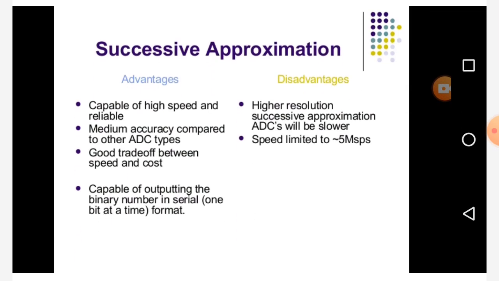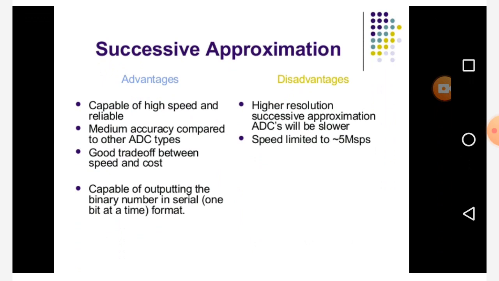Then what are the advantages of successive approximation? Advantages are capable of high speed and reliable medium accuracy compared to other ADC types, good trade-off between speed and cost, capable of outputting the binary number in serial format.